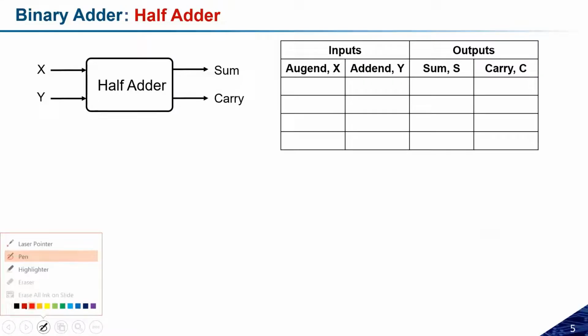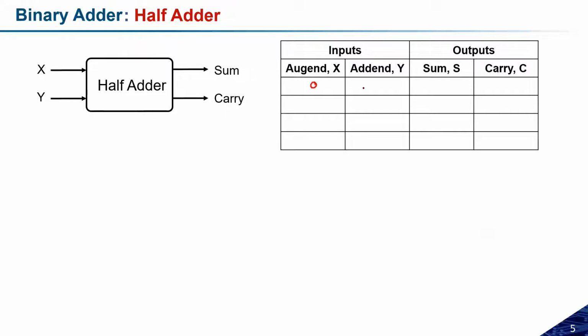Okay, so if I have these possibilities, then let us try to make the truth table. 0 0, 0 1, 1 0, 1 1. Now can anyone tell me what will be the sum column? If I am adding 0 plus 0, then the sum will be 0. 0 plus 1, sum will be 1. 1 plus 0, sum will be 1.